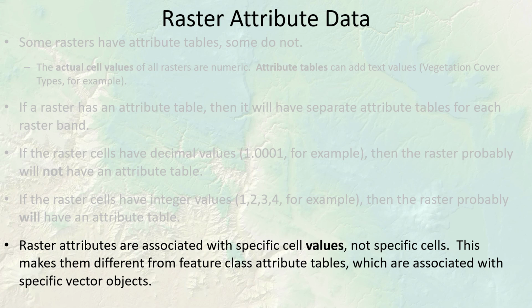Now, this is different than feature class attributes. Remember that a feature class attribute corresponds with a specific geometry. The raster attributes, they correspond with the cell value. So that cell value can exist anywhere on the landscape, and they all are associated with the same attribute values.